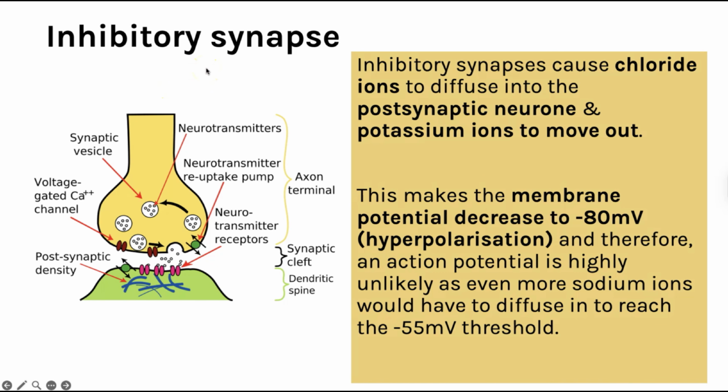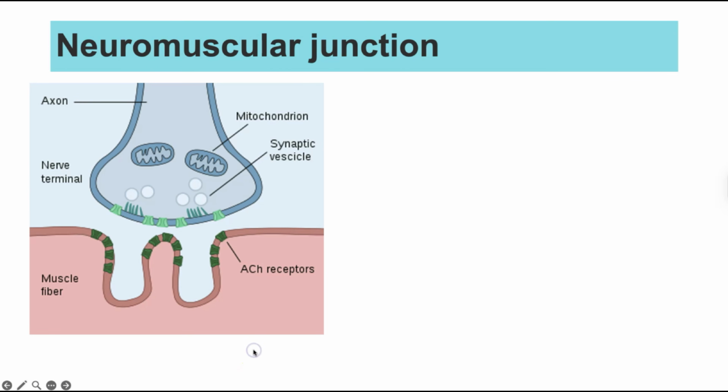You can also get inhibitory synapses, which will prevent an action potential being generated. And these can cause chloride ions to diffuse in instead of or in addition to sodium ion channels. And as a result, because you've got chloride, which is Cl minus, you have negative ions moving in, and that makes that postsynaptic membrane potential even more negative. It could go down to minus 80 millivolts, going into hyperpolarization. That makes an action potential highly unlikely because you need even more sodium ions to diffuse in before you'd reach that minus 55 millivolt threshold.